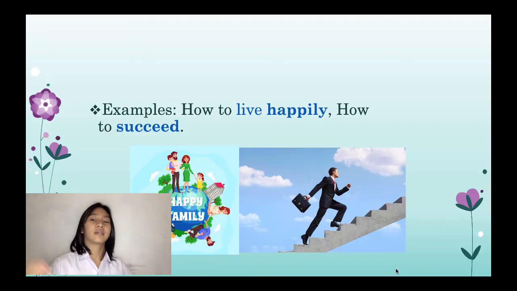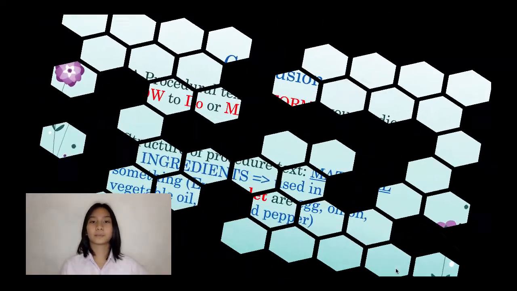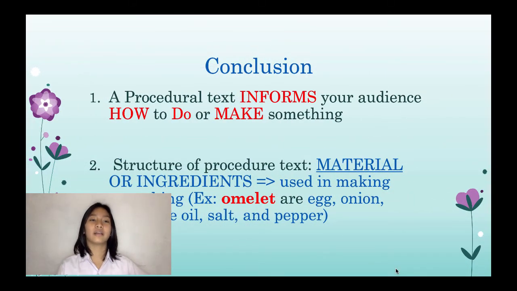Okay, let's recap again what we have discussed. Conclusion. First, procedural text informs your audience how to do or make something. So procedural text informs how to do or make something. Second, structure of procedure text, materials or ingredients is used in making something. As we just learned before, how to make omelette. The materials are egg, onion, vegetable oil, salt, and pepper.